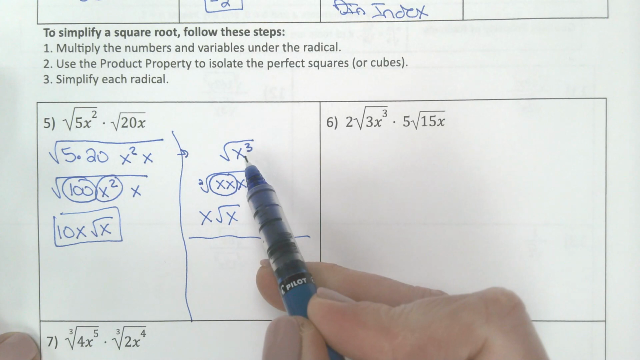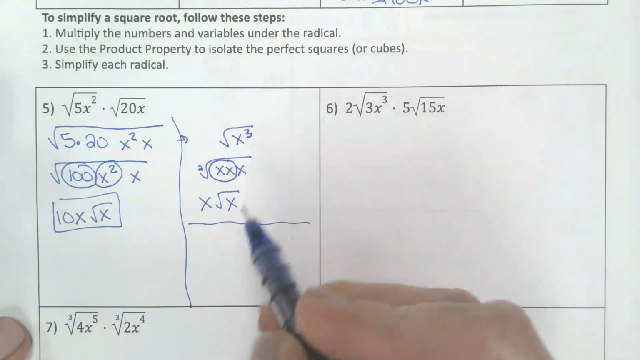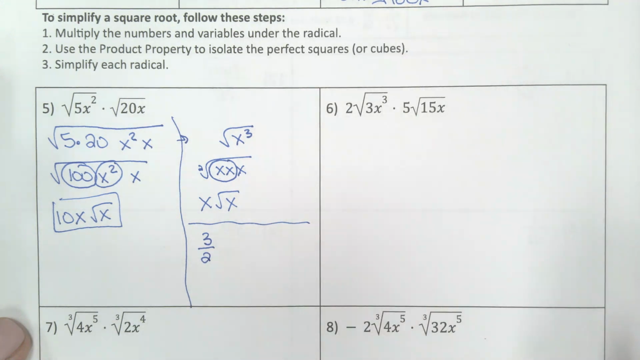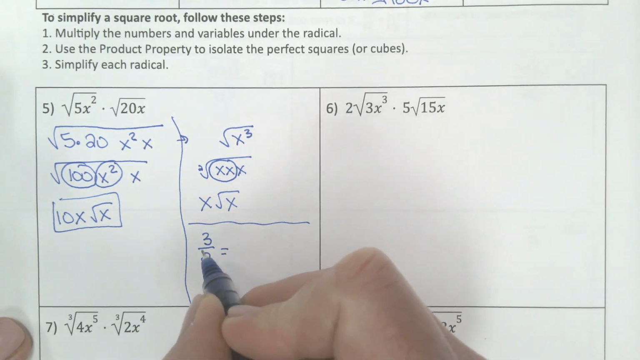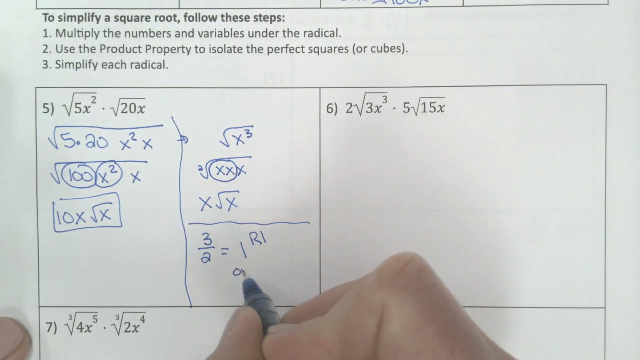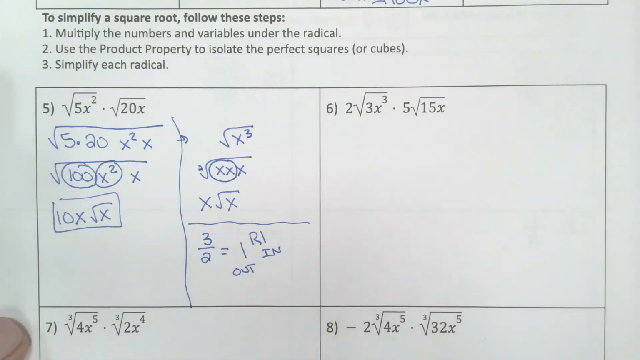The other way that I showed you, if we go back to looking at this x to the third, I told you to take your exponent divided by your index. So 2 goes into 3 one time, with 1 left over. That tells me 1 comes out, and 1 will stay in.